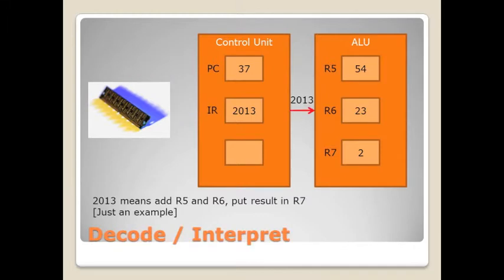Now during the interpret or decode phase, the control unit will decode the instruction to figure out what it's supposed to do. Some instructions will cause the ALU to perform a calculation, or some instructions can be handled by the control unit, and these deal with writing data to RAM or reading data from RAM, or possibly writing data to a disk or reading data from a disk, or communicating with other input-output devices.